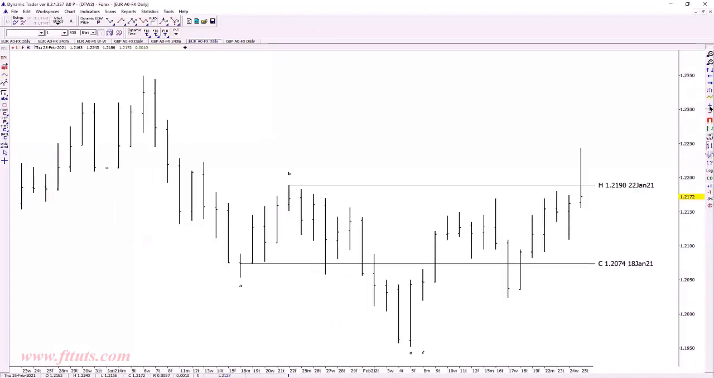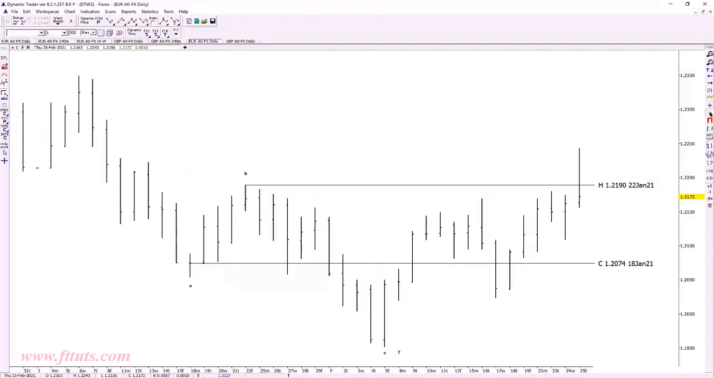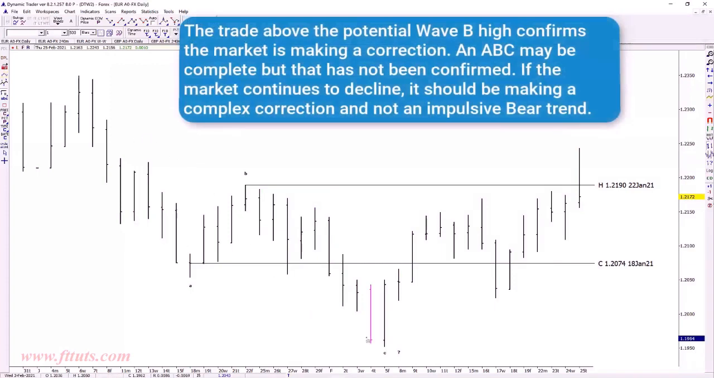Let's get everything back on the chart here. So as of the last bar of the chart, we traded well above this wave B high. So we've completed these three sections down. This is an ABC. Is it a complete correction or not? We don't know yet. Is this the start of a bull trend, an impulsive bull trend? We don't know yet. So let's continue to add some data onto the chart.